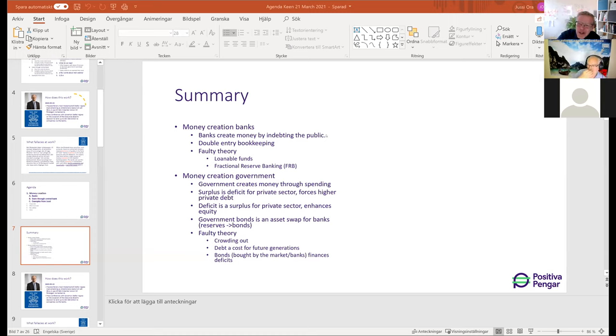Okay. Anyway, the summary. Money creation by banks is that banks create money by indebting the public. That's just double entry bookkeeping that you showed us, okay? And the fourth theory that you showed us was loanable funds. It means that they're just intermediaries, and that was actually what Bernanke said also, right? And then you had fractional reserve banking, that the central bank controls the money supply just by adding or withdrawing reserves from the banking sector, which they actually say that they do in the QEs today. So that's faulty theory.